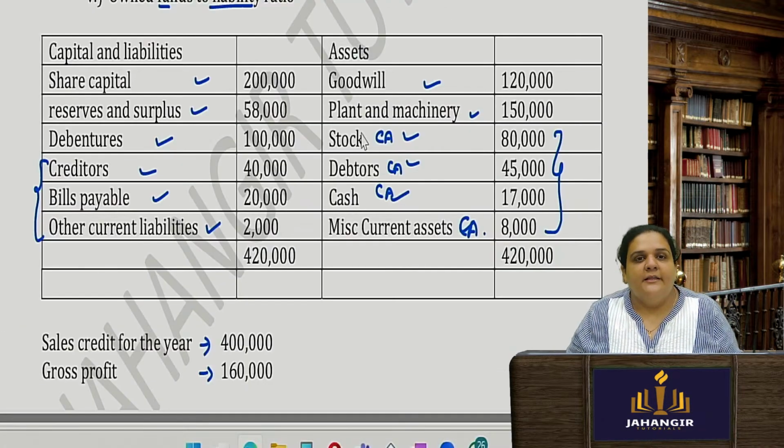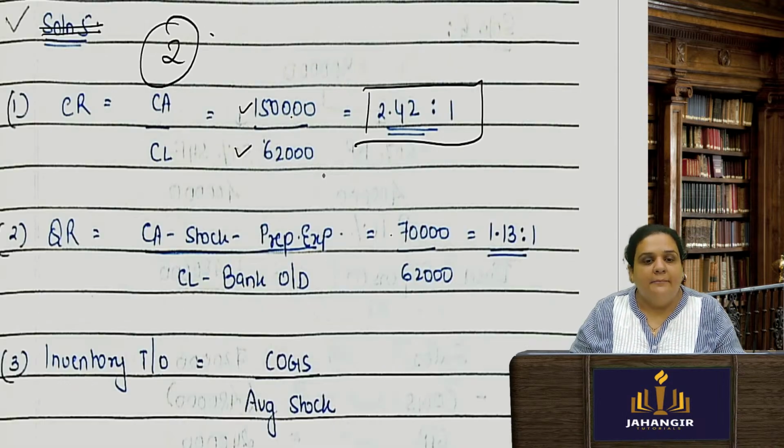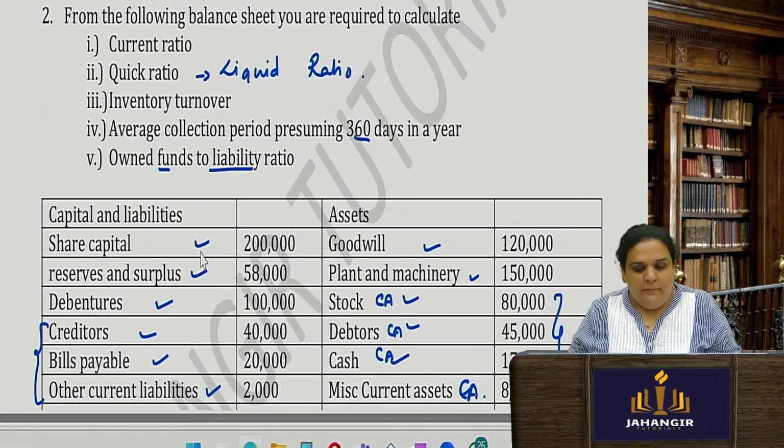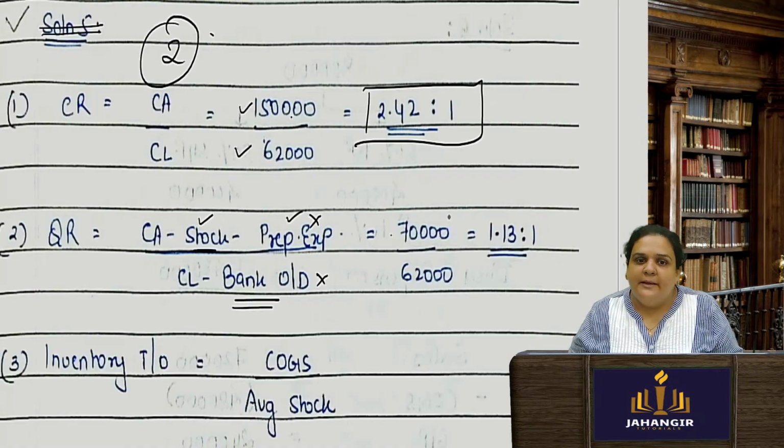Then they are telling me to find the quick ratio. Quick ratio means liquid ratio. In case of liquid ratio, from current liabilities I'll have to remove bank OD, and from current assets I'll have to remove stock and prepaid expense also. So there is no prepaid expense, there is no bank OD. But yes, stock is there. How much is the stock? 80,000 here. So 1,50,000 minus 80 will be 70. Current liabilities will remain the same, 62. So my quick ratio is 1.13 is to 1.